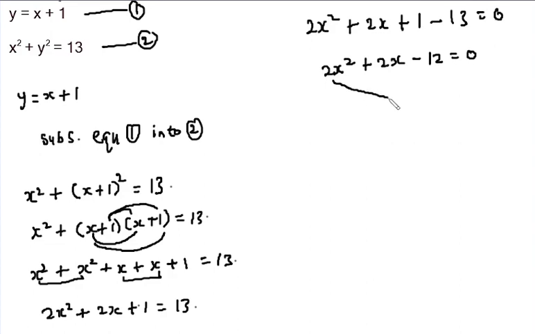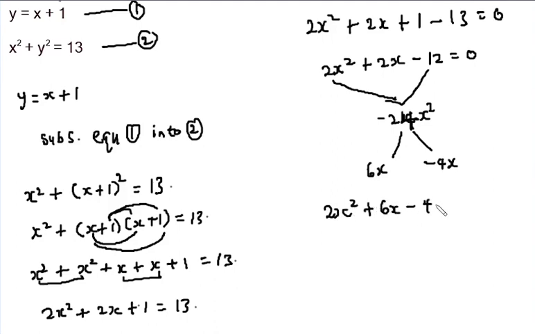So I have to multiply this value and this value to start off. Minus 12 times 2x squared is minus 24x squared. From here, I need to find two values that when I multiply them, they will give me minus 24x squared, and when I add them up, they'll give me 2x. Those two values are 6x and minus 4x. I'll be using them to replace 2x here. So this is 2x squared plus 6x minus 4x minus 12 is equal to 0.